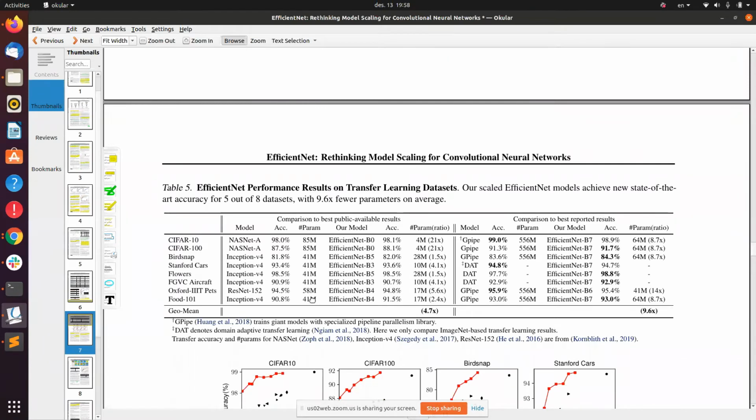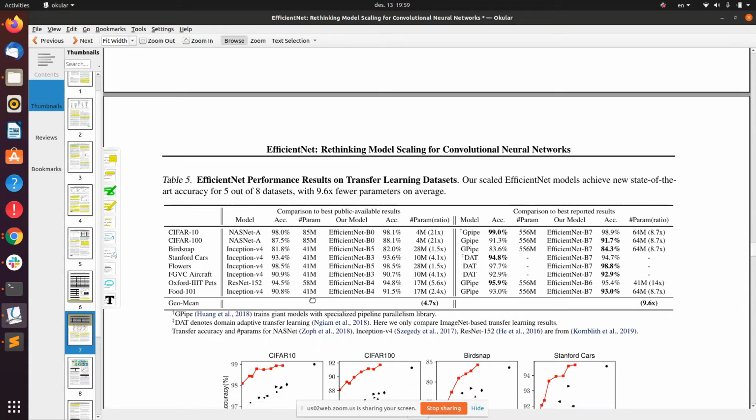And this Table 5 shows that they have taken different data sets here. Almost 7 to 8 data sets, and they have compared against different versions of publicly available results, NASNet, Inception, and ResNet, which have publicly reported accuracy and number of parameters in their papers. Then the comparison to the best reported results, the best in the literature. So here also EfficientNet wins.